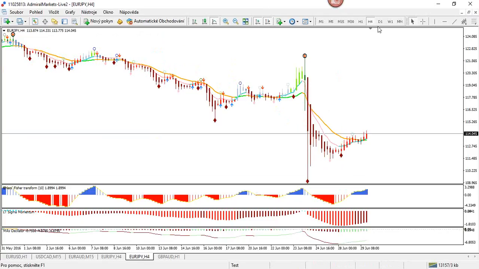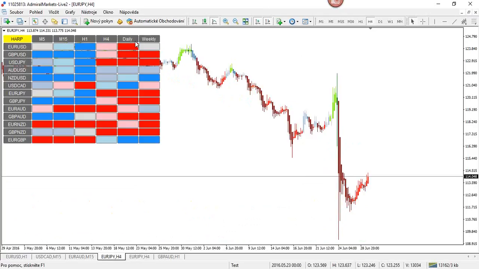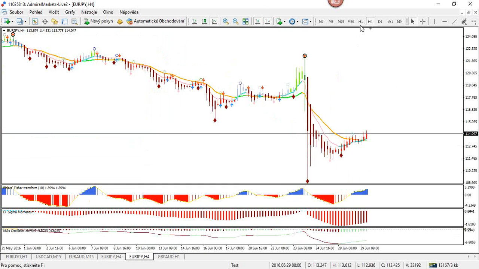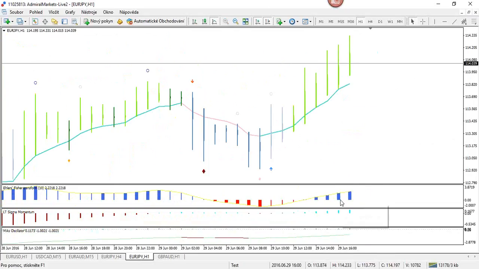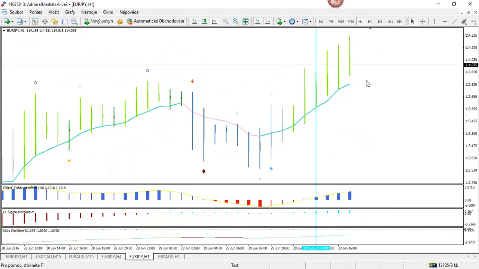When we look at the high time frames, it's a bit contradictory. If you are an intraday trader, you might not care about the weekly and daily that much. From that perspective, euro yen could be interesting for upside because we got alignment to the upside on the hourly chart, right? We got green candles and blue bars here.